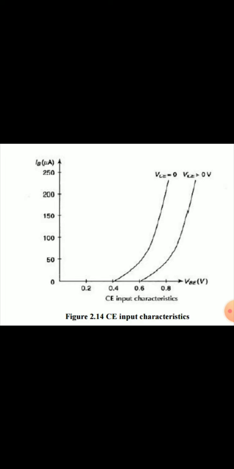So the base emitter section of the transistor is forward biased. When we compare this to the common base arrangement, the base current increases with base emitter voltage. So the input resistance of the circuit is higher than the common base circuit. Input resistance here means the ratio of change in base emitter voltage to the change in base current.